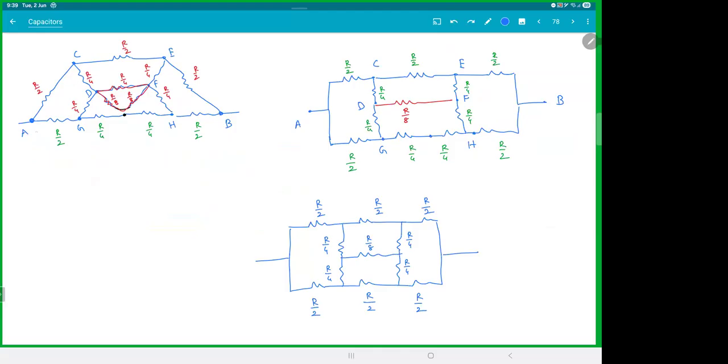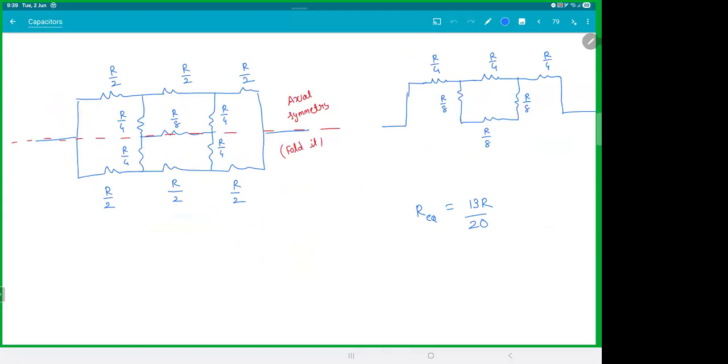And look at the junctions here. I marked the alphabets A, B, C, D, E, F, G, H. I redraw the circuit. When you redraw the circuit, you will observe there is one more symmetry here. That's again an axial symmetry. Again, fold it. You get this thing. So you have to use 2 times axial symmetry and 1 times bisector symmetry.